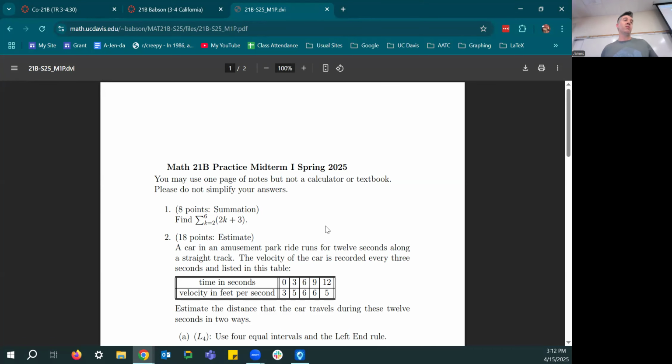Please do not simplify your answers. Oh, that's good to know. So it's good to read those instructions, right? Because you don't want to waste time simplifying an answer for two reasons. One, it's a waste of time. Two, you might make a mistake doing it and lose points because you spent time doing something you weren't asked to do in the first place. So what was your question specifically?